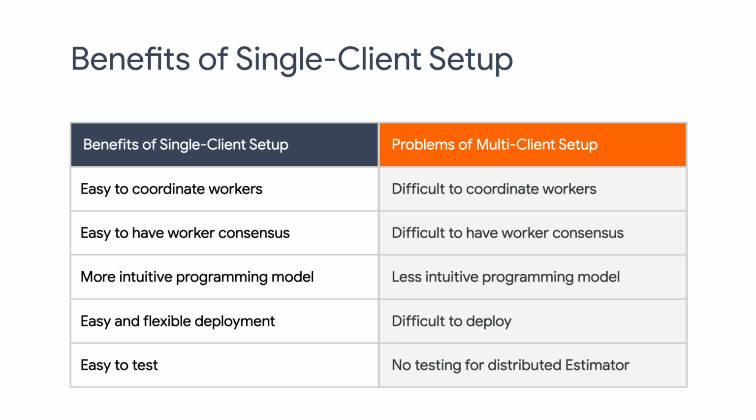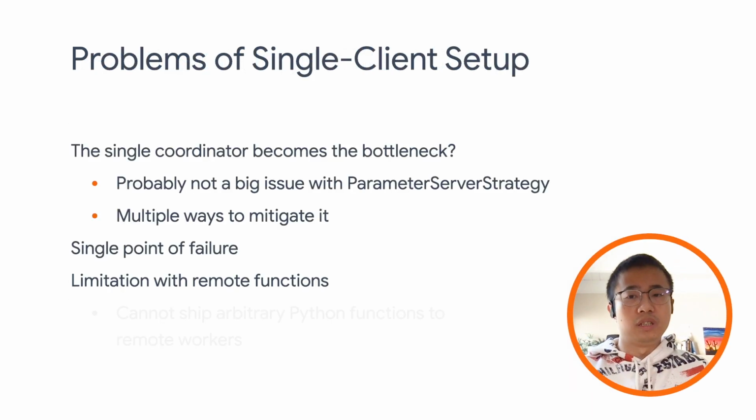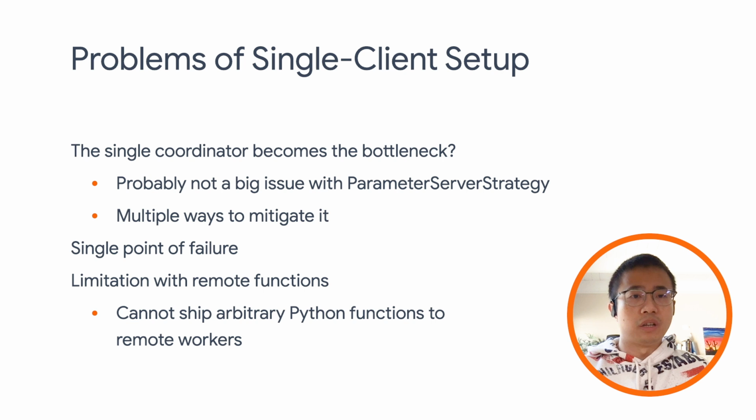It is easy to have worker consensus since there's only one source of truth. With that, we can avoid a lot of bugs because of inconsistencies between workers. The single client setup can also allow a more intuitive programming model, which I will talk about in detail in a moment. It's also easy and flexible to deploy a single client cluster because we can create a bunch of TensorFlow servers in advance on Borg and connect to them from a laptop or from a Colab. We can also run the whole cluster within a single process, which makes the testing very easy.